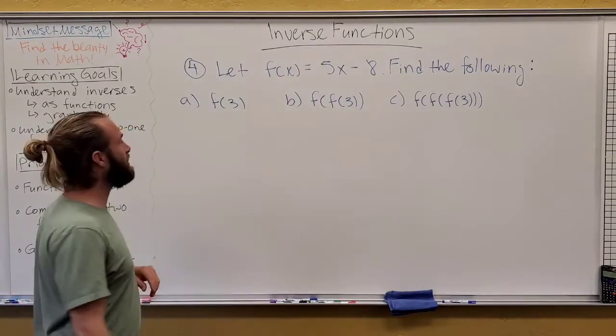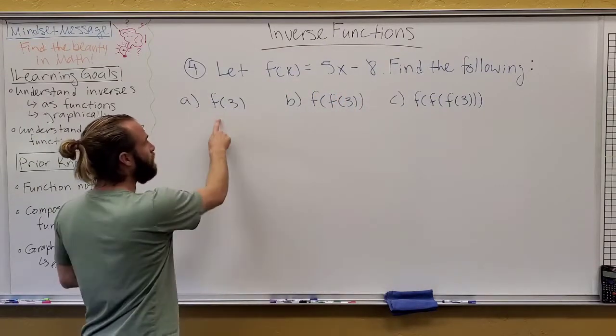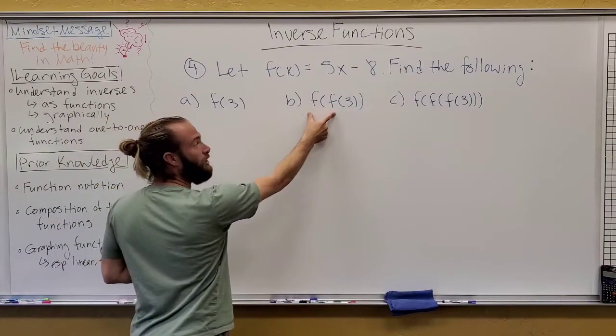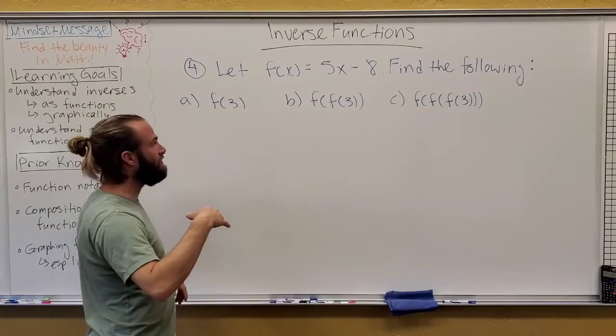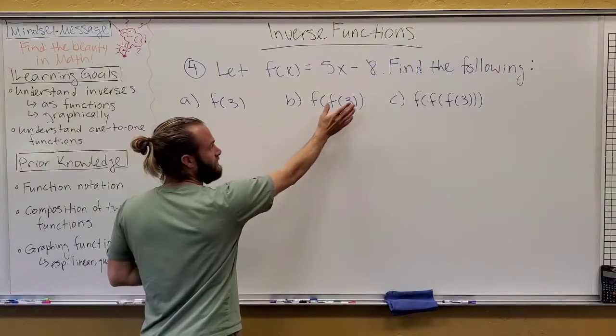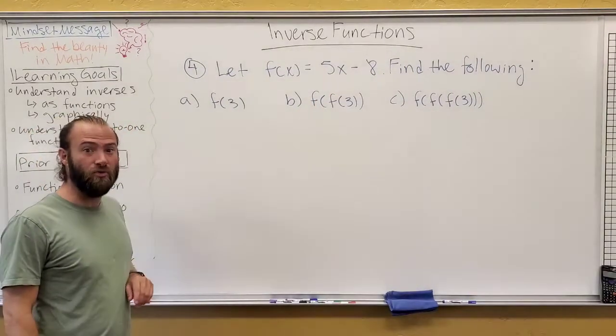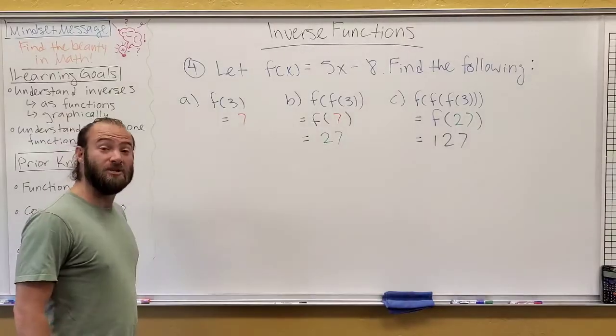It's a little bit of practice from our last lesson, actually, involving composition of functions. But this one's interesting because we have one function, f of x is 5x minus 8, and we are asking to compose a function with itself, right? So we're going to put 3 in and then continue to take that output and put it back into the same function. So go ahead and calculate these things on your own and let's see what you get.